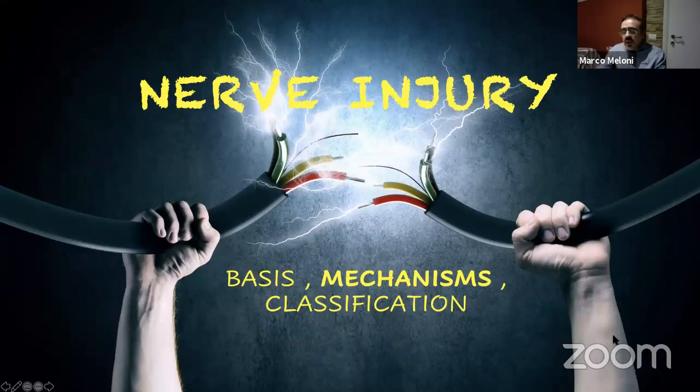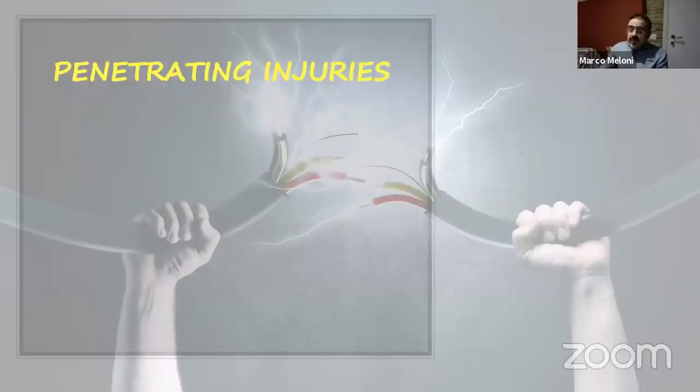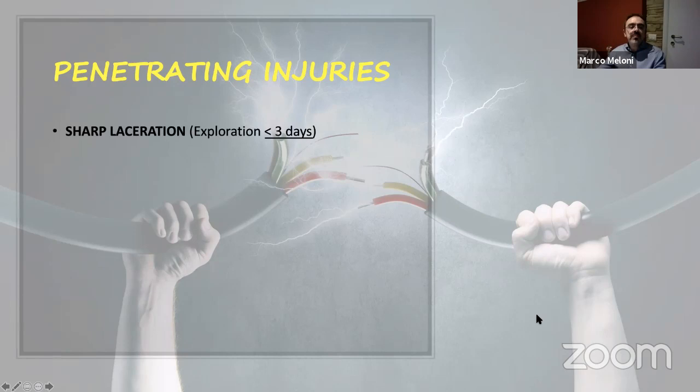Mechanism is actually very important when we examine a patient with nerve injury. It's the first thing we need to ask the patient, how did it happen? Because based on the mechanism, we can have already an idea what we see, what we have in terms of grade of injury to the nerve. And we need to distinguish immediately between penetrating injury and blunt injuries.